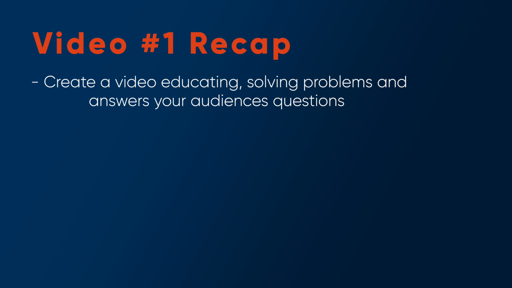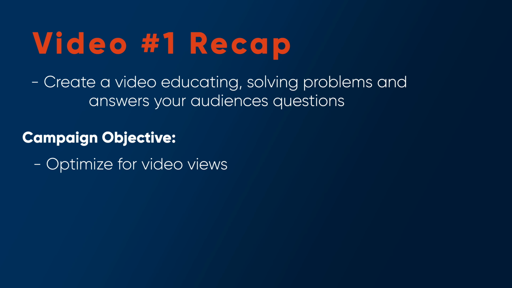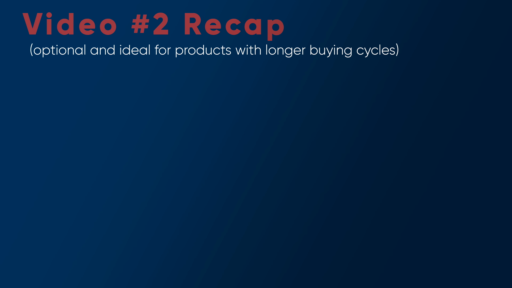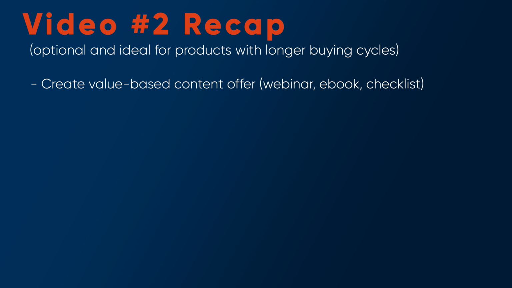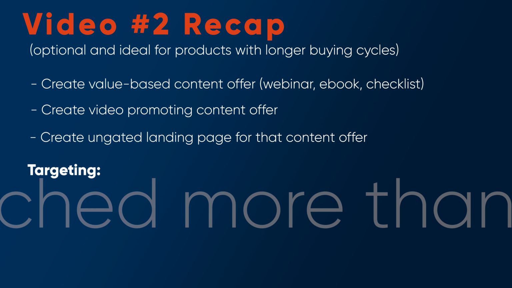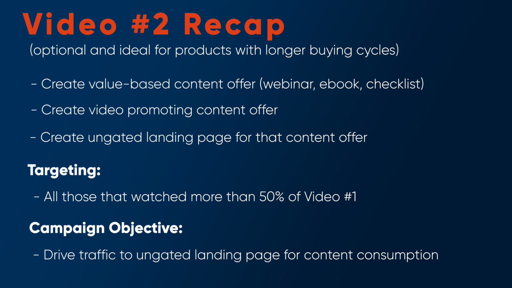So to recap the video marketing funnel, for the first video, lead with education. Create a video that answers the questions and addresses the problems that your customers have. The objective is to have as many people as possible in your industry watch the video and to create retargeting audiences from all the people who watched. The second video is optional, especially for businesses with longer buying cycles. You're gonna create a value-based content offer, such as a webinar or ebook, and create a video that promotes that content offer. And you'll also wanna create an ungated landing page for that content offer. And you're gonna target all the people who watched 50% or more of your first video.